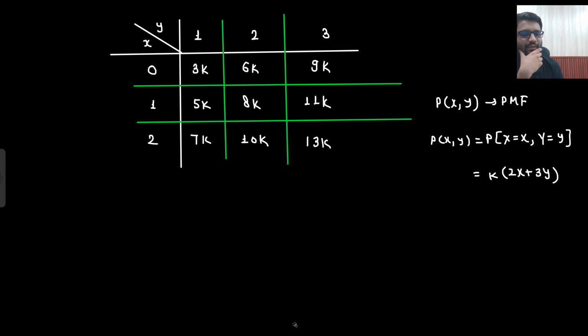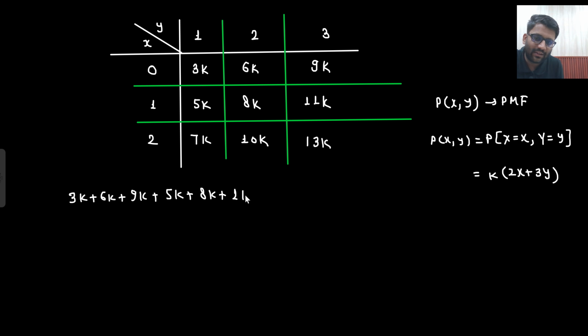Are you able to understand this point? This is the same question, the very first question that we saw. There this table was already given, now we are making this table. Now you know that x and y can take values only between all these points. That means 3k plus 6k plus 9k plus 5k plus 8k plus 11k plus 7k plus 10k plus 13k would be equal to 1.